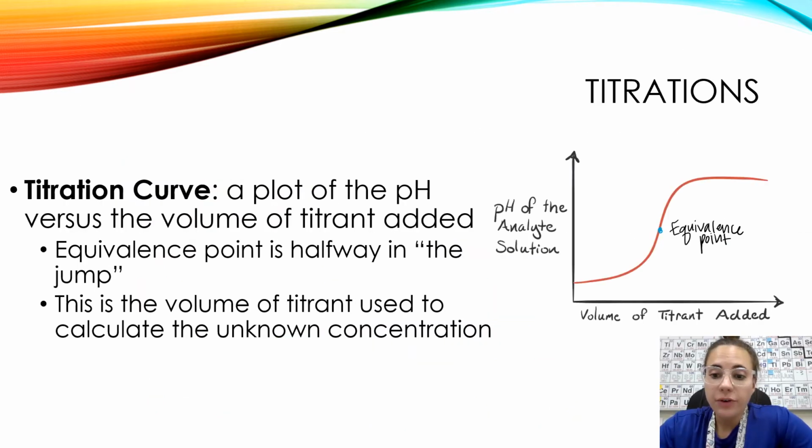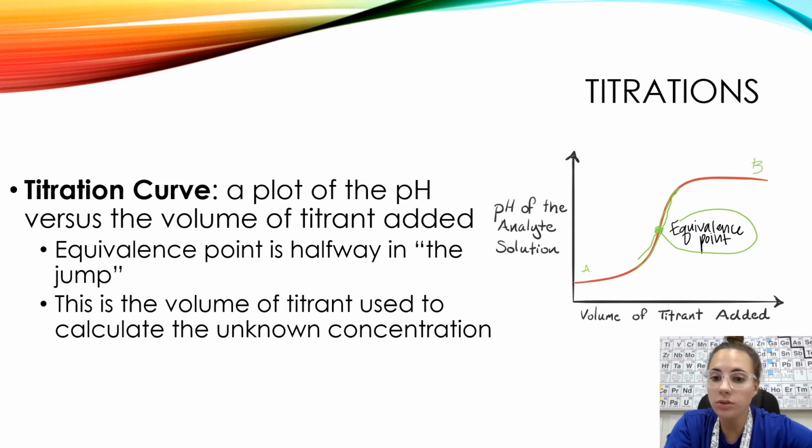So I mentioned that for acid-base titrations, pH is going to be the property that we're going to measure over time. And when we plot that on a graph, we call it a titration curve. So it is the pH versus volume of titrant added. So what we'll notice is we're going to have this huge jump in pH because that's going to be where we go from, in this case, acidic to basic. And right in the middle is going to be our equivalence point because that's going to be where we neutralize. That's where we flip from acidic to basic.